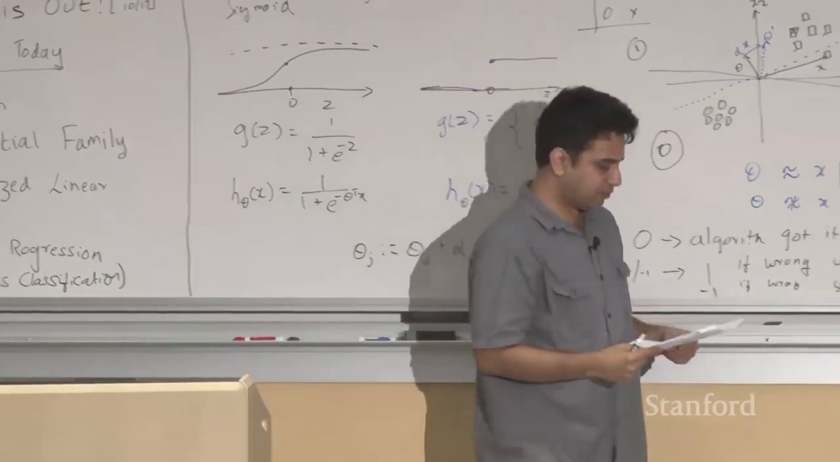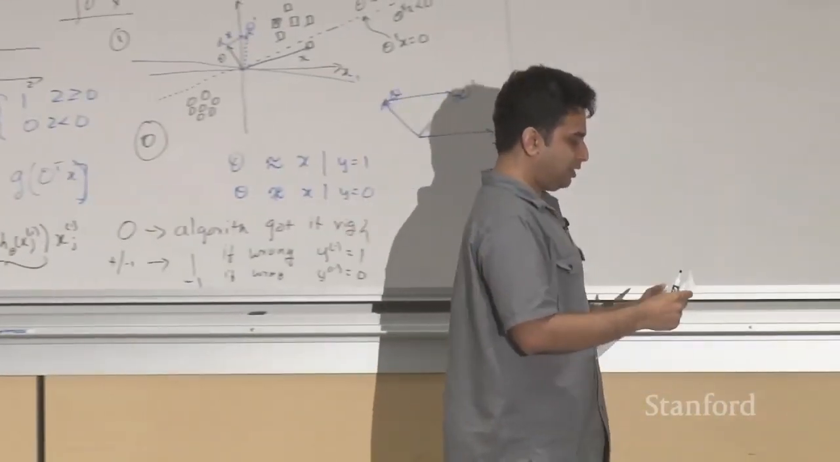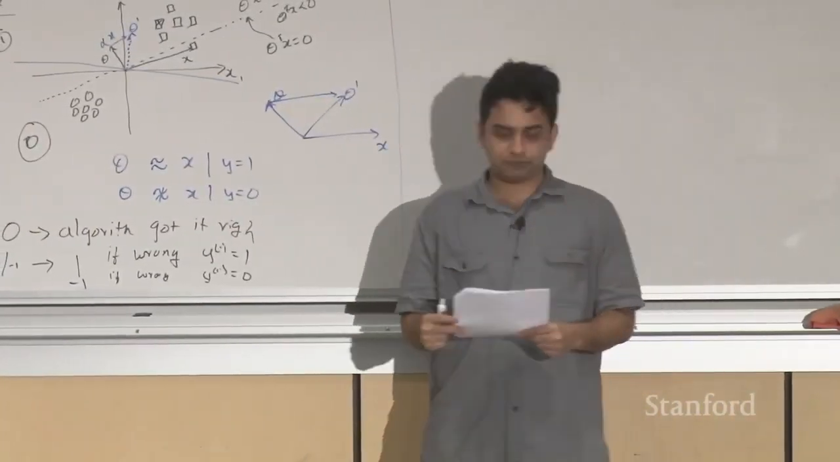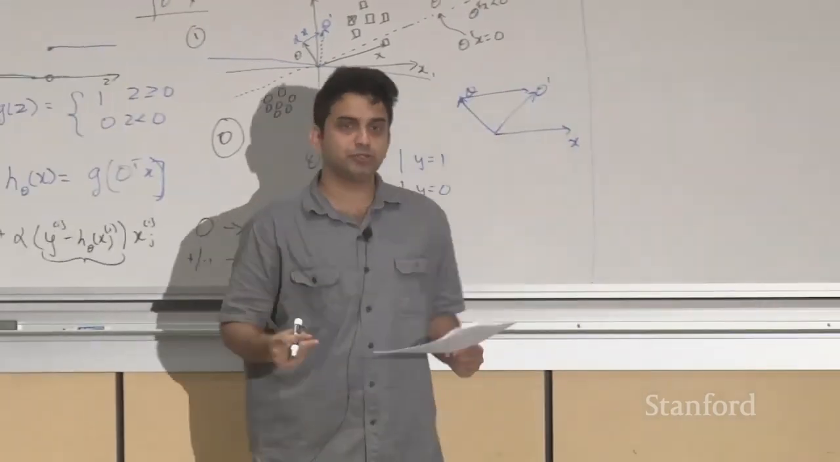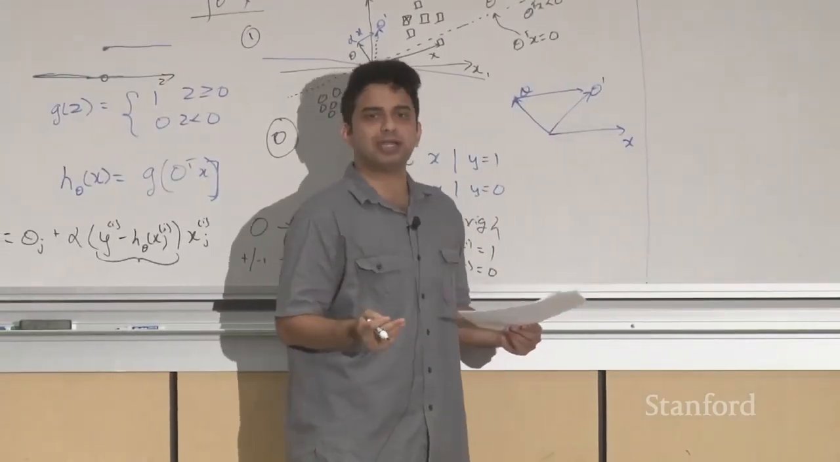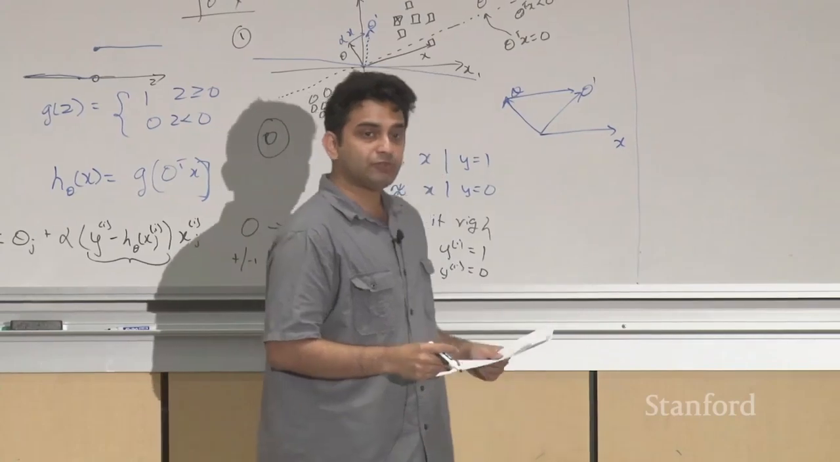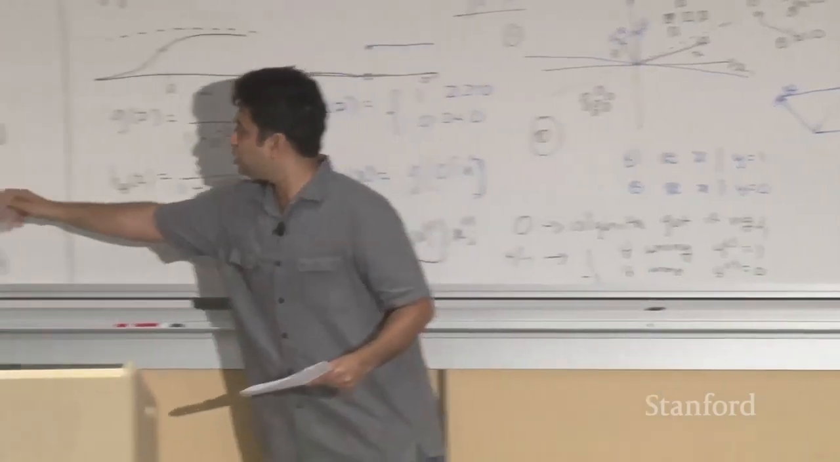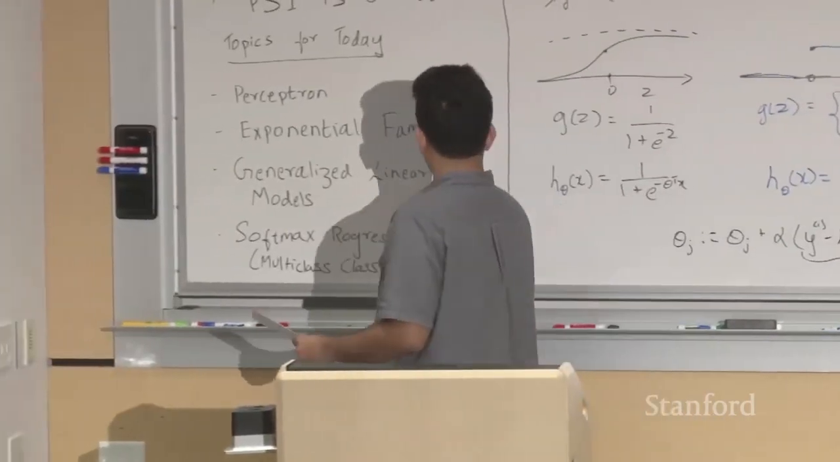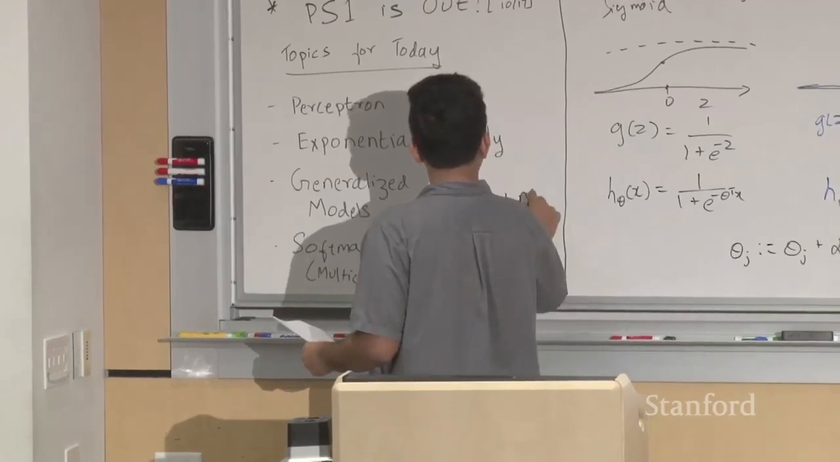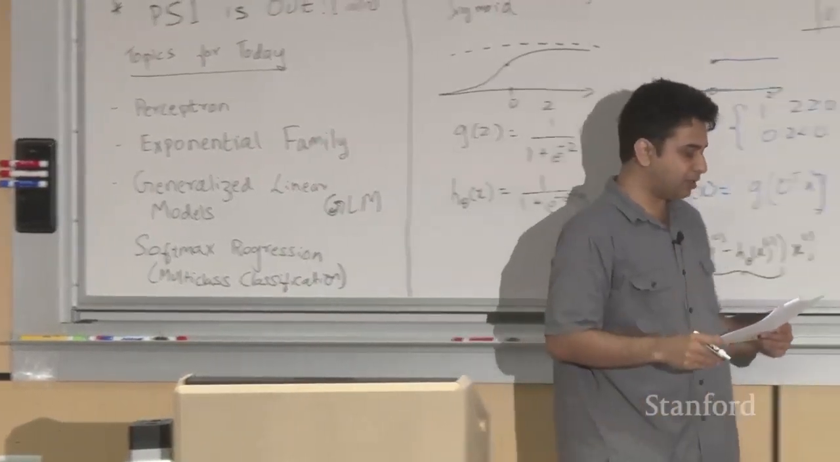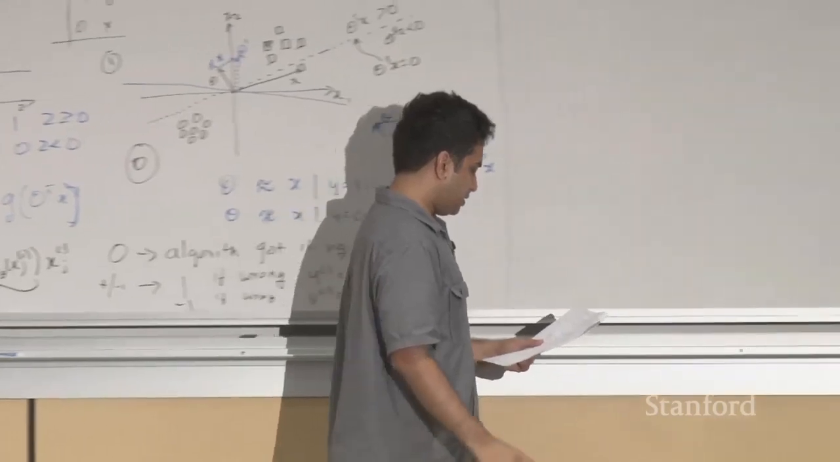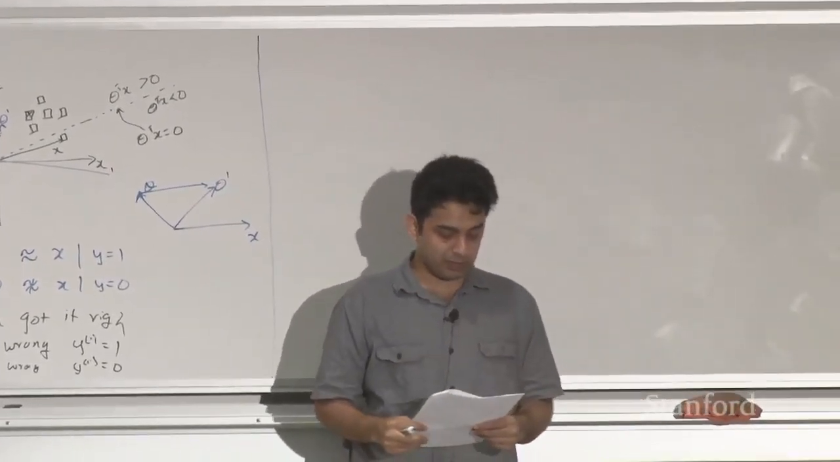Right, let's move on to exponential families. Exponential families are a class of probability distributions which are somewhat nice mathematically. They're also very closely related to GLMs, which we will be going over next. But first we'll take a deeper look at exponential families and what they're about.